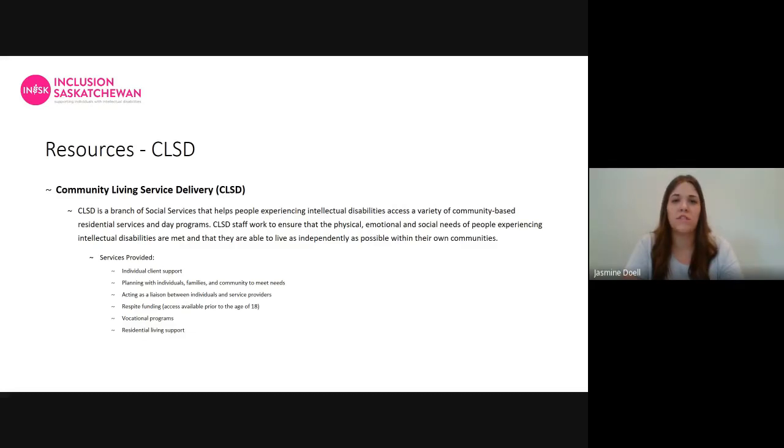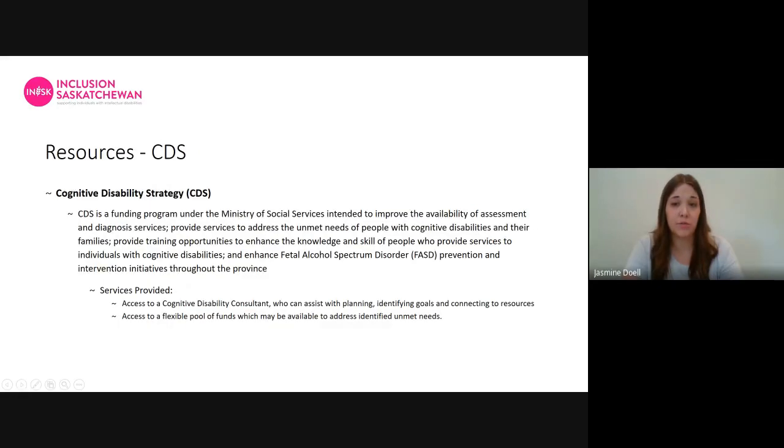And then Cognitive Disability Strategy, also known as CDS, is a funding program under the Ministry of Social Services intended to improve the availability of assessment and diagnosis services, provide services to address the unmet needs of people with cognitive disabilities and their families, and provide training opportunities to enhance the knowledge and skill of people who provide services to individuals with cognitive disabilities.